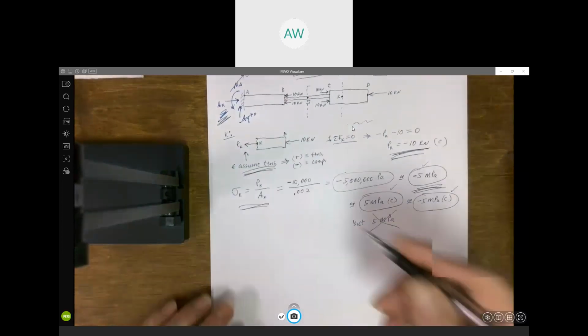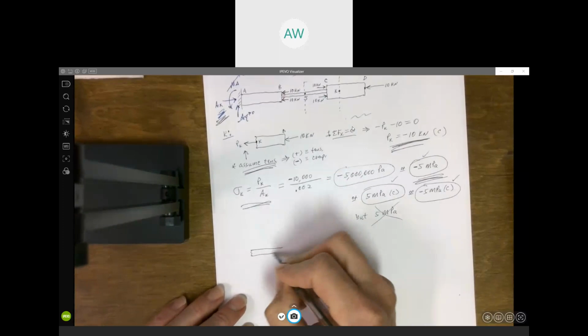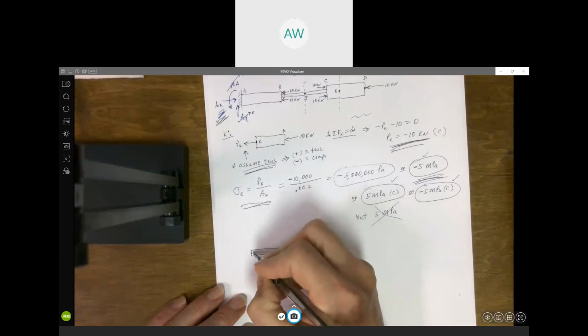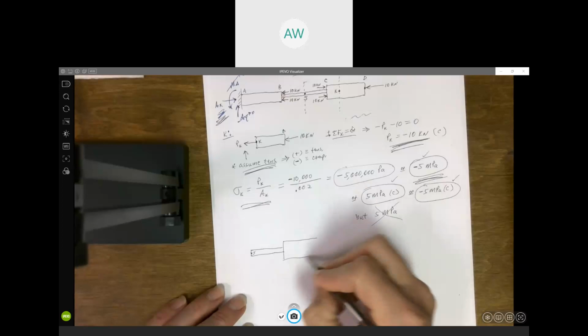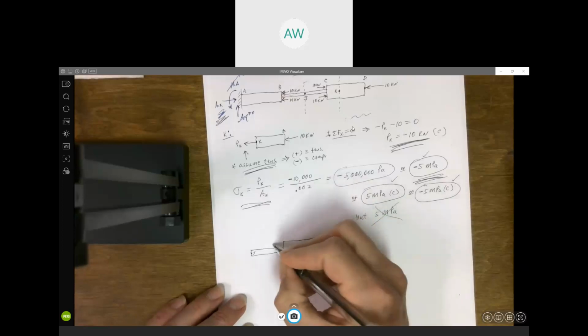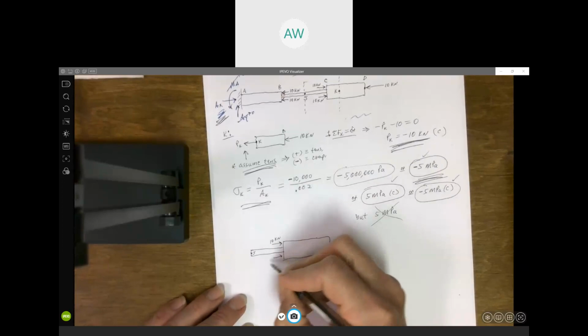All right, so let's stick with the right side. So here's J. That's where we cut it. And we've got our two 10 kilonewton forces going to the right.